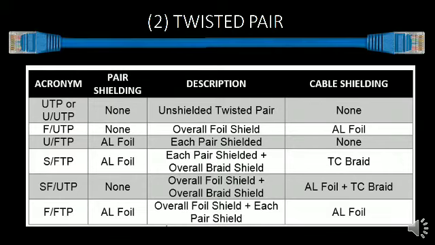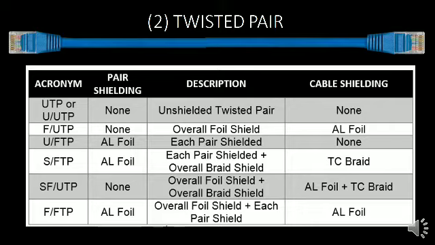Acronym U/UTP or UTP. Pair shielding, none. Description: unshielded twisted pair. Cable shielding, none. F/UTP: pair shielding, none. Overall foil shield, AL foil. U/FTP: AL foil, each pair shielded. Cable shielding, none. S/FTP: AL foil, each pair shielded plus overall braid shield, TC braid.